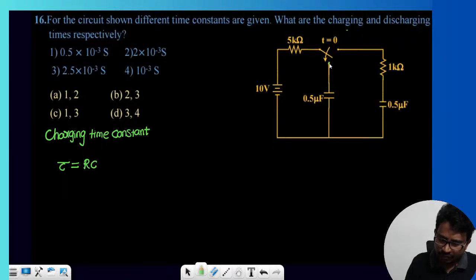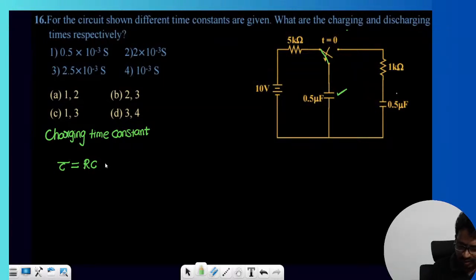When the switch is in this position, the capacitor will start to charge. They should mention which capacitor has to charge. I'm considering this capacitor. When the switch is here, this capacitor will charge. So let us find out, in these positions, which capacitor will charge. In this position, this capacitor will charge.